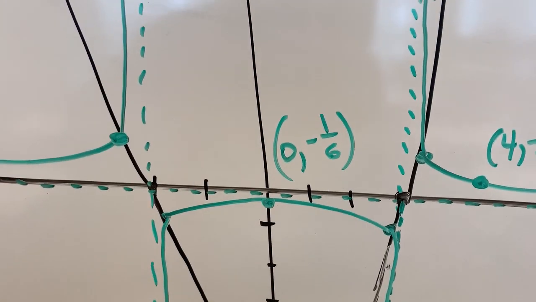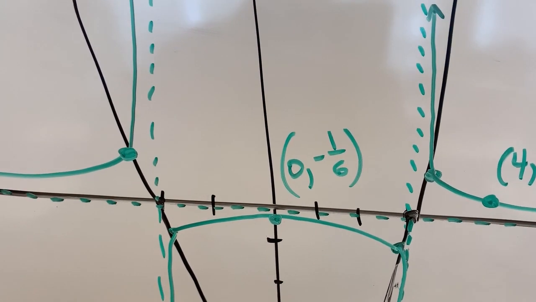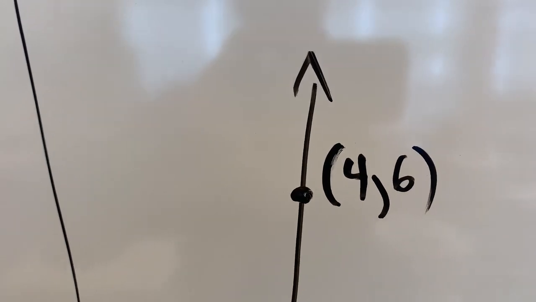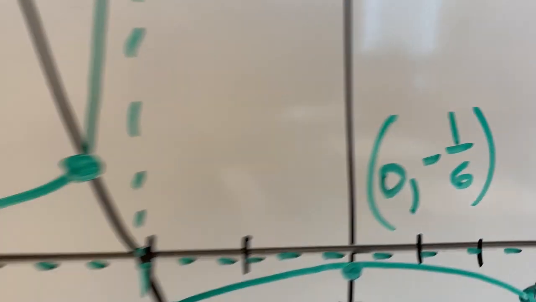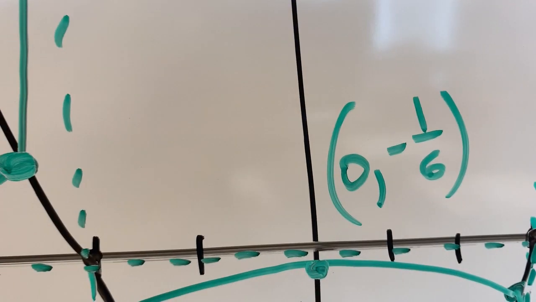I also would take any other point and do 1 divided by the y-coordinate. So this weird point that I labeled here, (4, 6), becomes (4, 1 over 6). The y-intercept that was (0, negative 6) becomes (0, 1 over negative 6), or (0, negative 1/6).